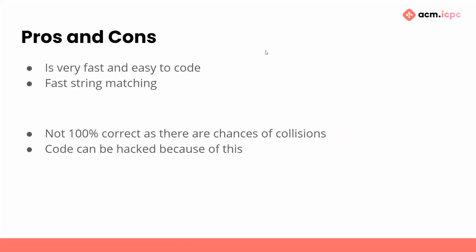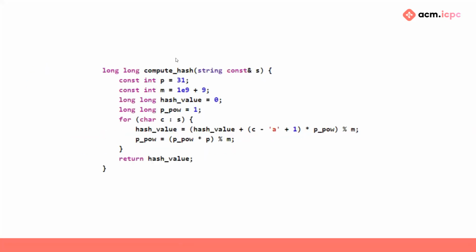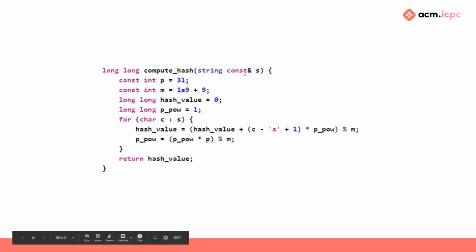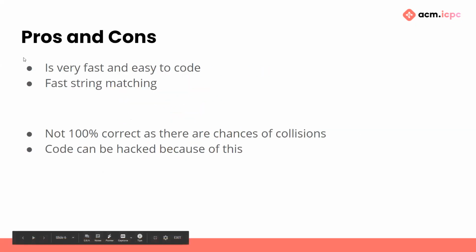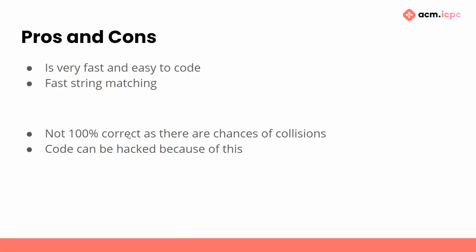Okay, so that's the basic idea of polynomial hashing. And the pros of this is that it's very fast and it's also easy to code, because as you can see from this code, it's not too long and it's fairly straightforward to understand. And it's also very fast if you want to match strings together.